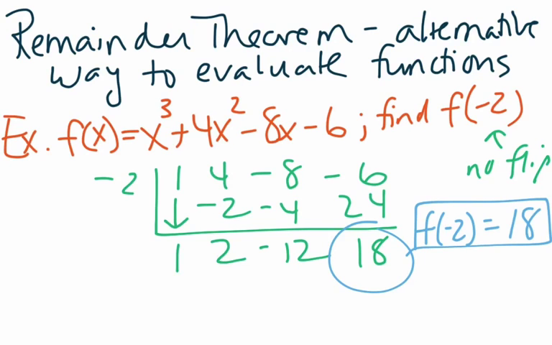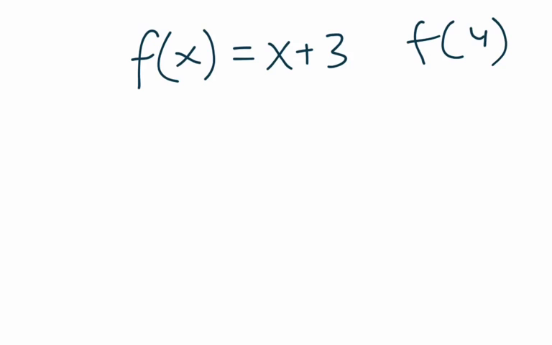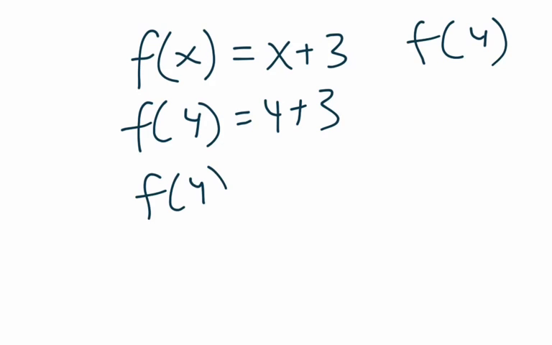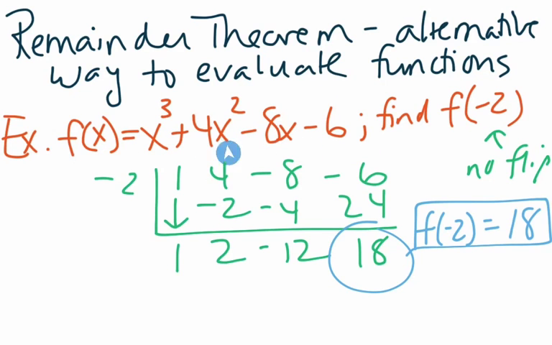Pretty slick that works, and it's actually quite a bit faster and quite a bit less error prone than plugging it in. Now for really, really simple functions, it's easier to plug the number in. So if you had something that was just like f of x is equal to x plus 3 and you were asked for f of 4, obviously the easiest way for you to do that would be to just do 4 plus 3, so f of 4 is equal to 7, okay? That would be like the easiest way to do it. But if you have a pretty long, messy polynomial, it's probably easier to do it this way.